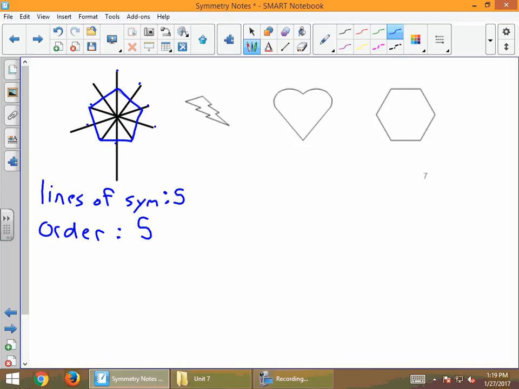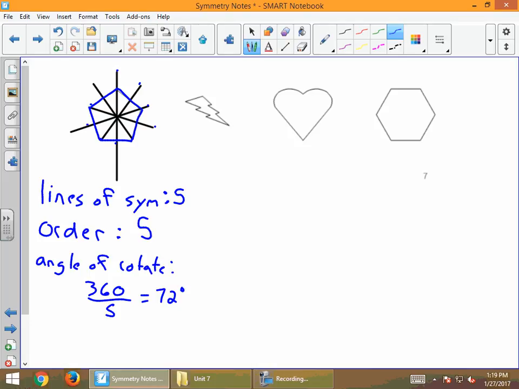Since I can rotate it, it has rotational symmetry. How much do we rotate each time? What's the angle of rotation? Well, how far do we travel all the way around? 360. What am I going to divide that by? 5. What's 360 divided by 5? 72. So I rotate that 72 degrees.